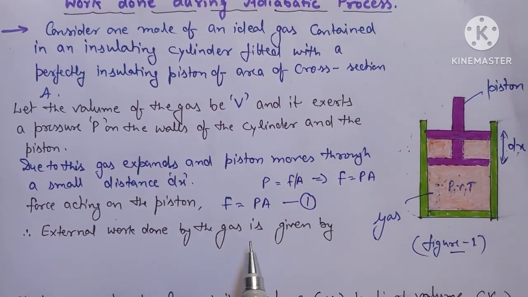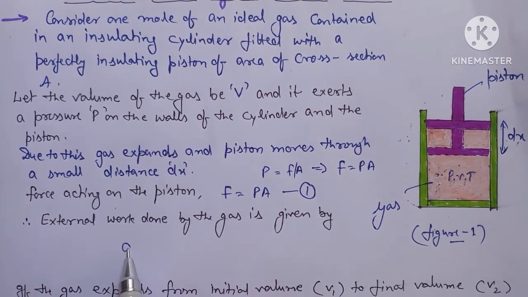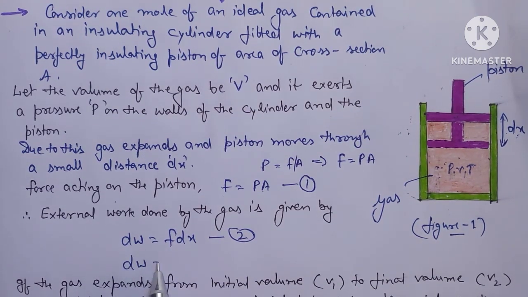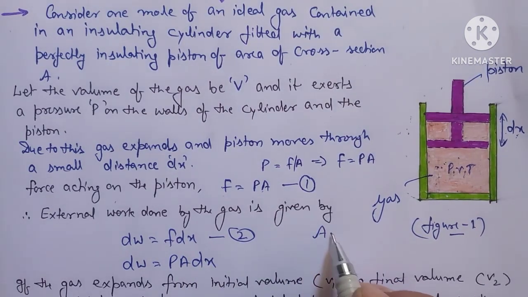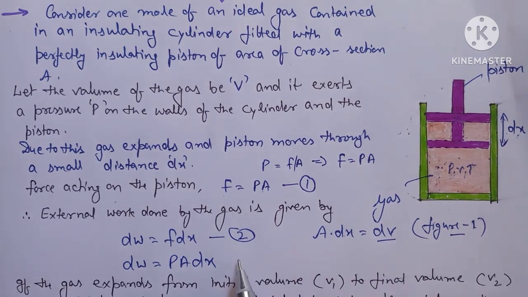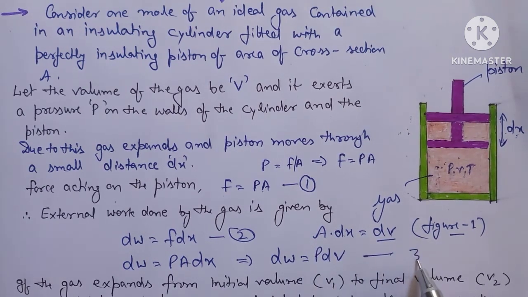So external work done by the gas is given by dW is equal to F dx, and this is equation number 2. Now we use the value of F from equation 1 in equation 2. We get dW equal to PA dx. Also we know that area multiplied by distance is volume. So here A dot dx equal to dV. So this becomes dW is equal to P dV. This is equation number 3.